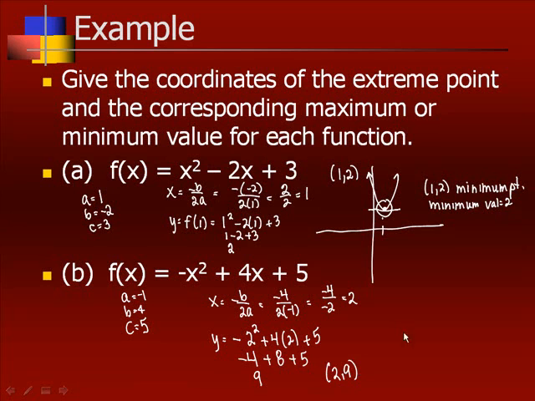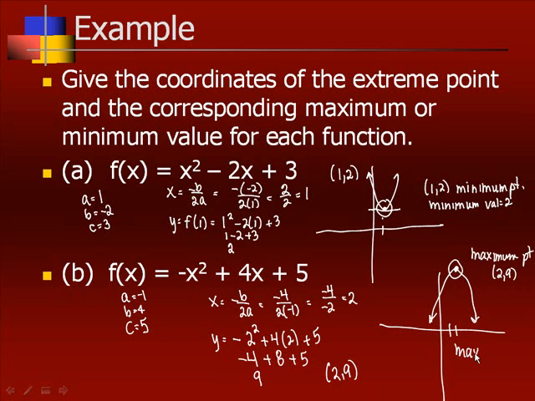So in this case, our vertex is (2, 9). So we go over 2, up 9. But now this is a negative x squared, so this parabola is going to go down this way. Because this is the highest point, we say that the maximum point is the vertex (2, 9). We say that the maximum value is 9 because that's where the highest y value occurs on our graph.